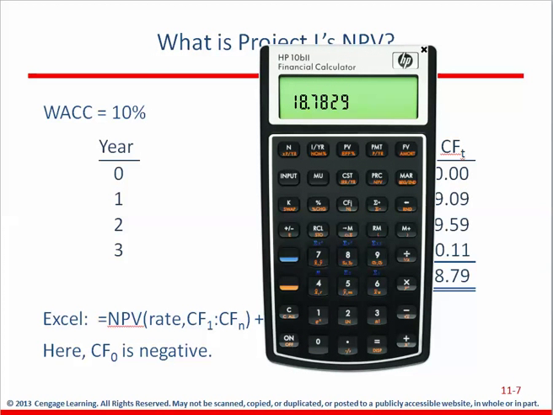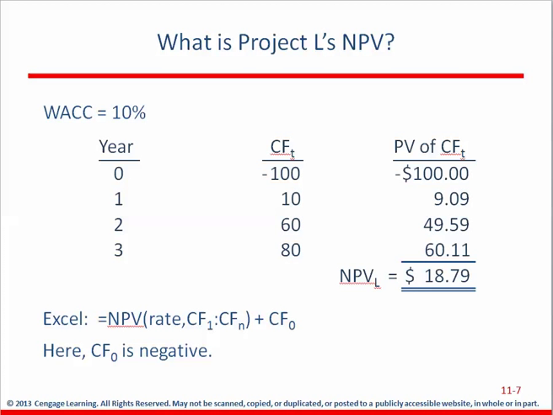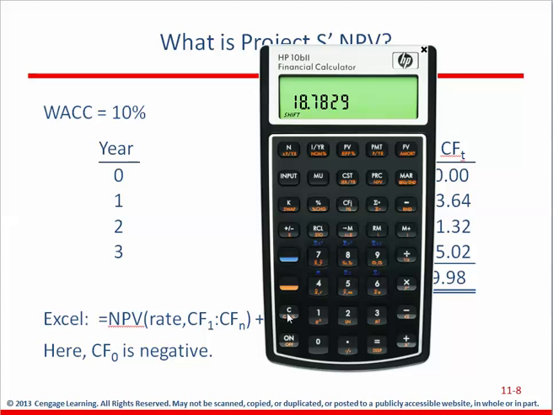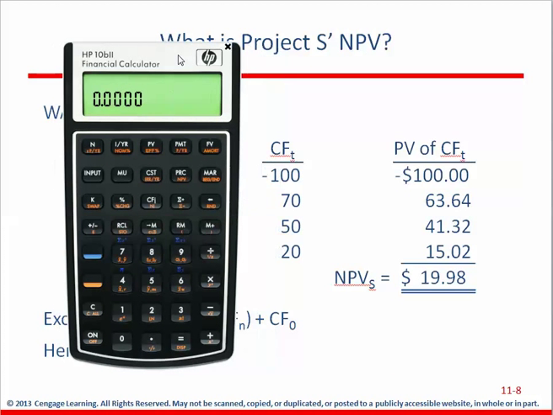Okay, let's do another one. So this is project S. And now again, I'm going to clear all, because if I don't clear all, it retains what's in the memory. Okay, and also you want your calculator set on 1 P per year because it will affect even this using the cash flow keys. So let's do project S. So 100 is negative, cash flow 0, and 70 is cash flow 1, 50 is cash flow 2, and 20 is cash flow 3.